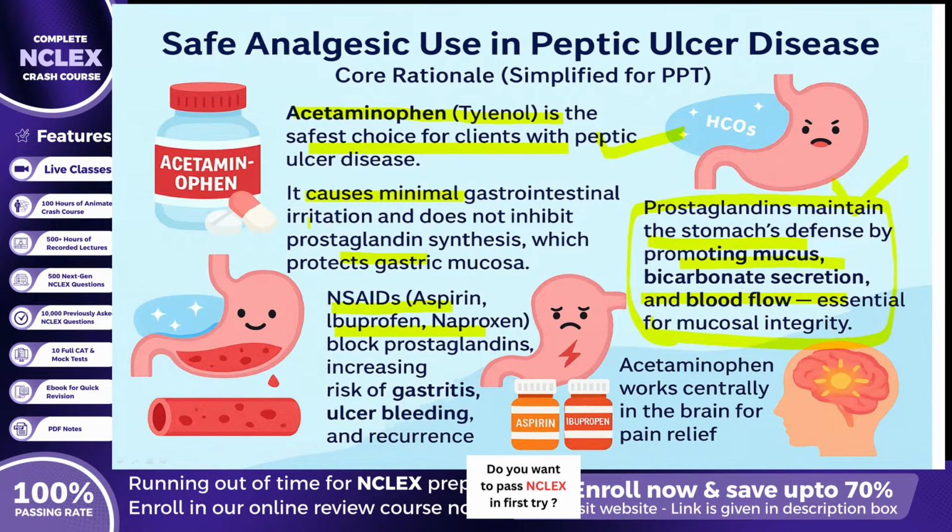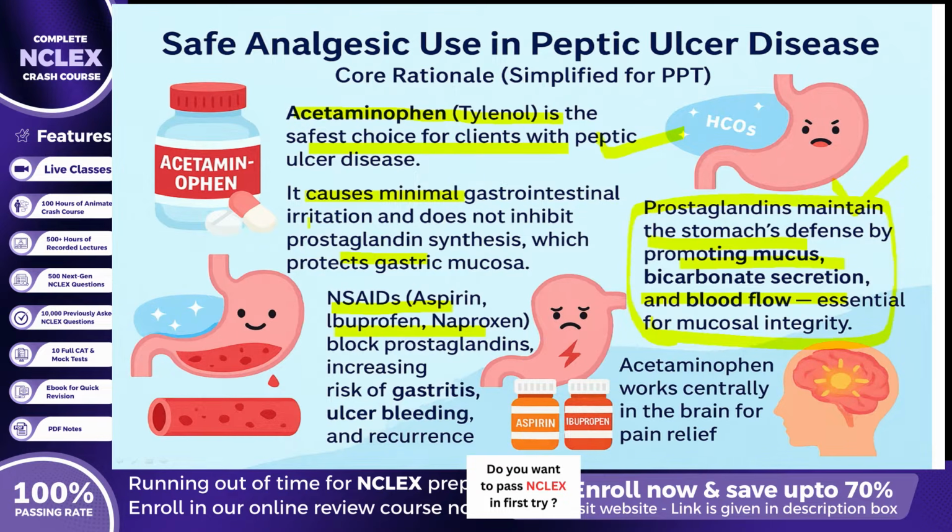gastrointestinal bleeding or irritation. On the contrary, aspirin must be avoided because it irreversibly inhibits cyclooxygenase enzymes, thereby decreasing prostaglandin production and compromising the stomach's protective barrier, leading to potential ulcer exacerbation or bleeding.